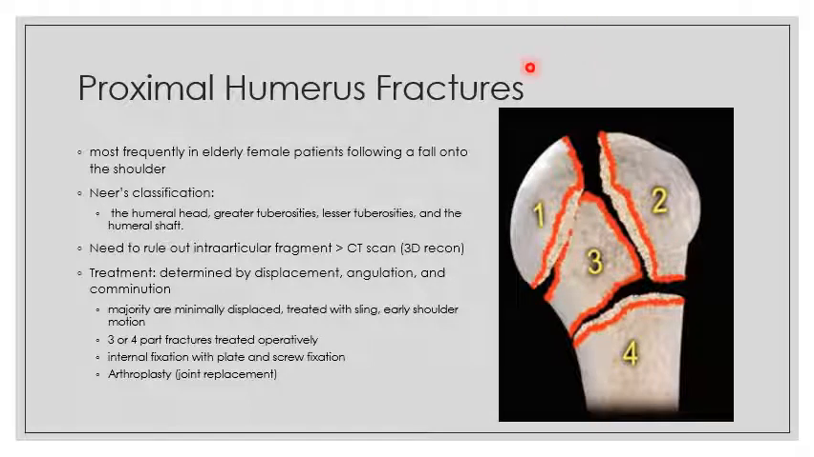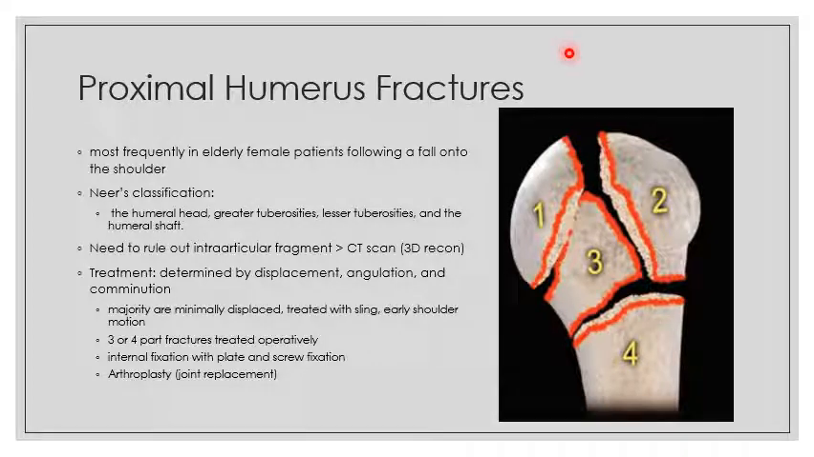Proximal humerus fractures basically occur in high energy trauma in young patients, and in older patients, they occur following a fall into the shoulder. So you have your Neer classification. Basically, you have your humeral head, your greater tuberosity, your lesser tuberosity, and the humeral shaft. So Neer basically subdivided it into 4 parts. So this dictates your treatment.